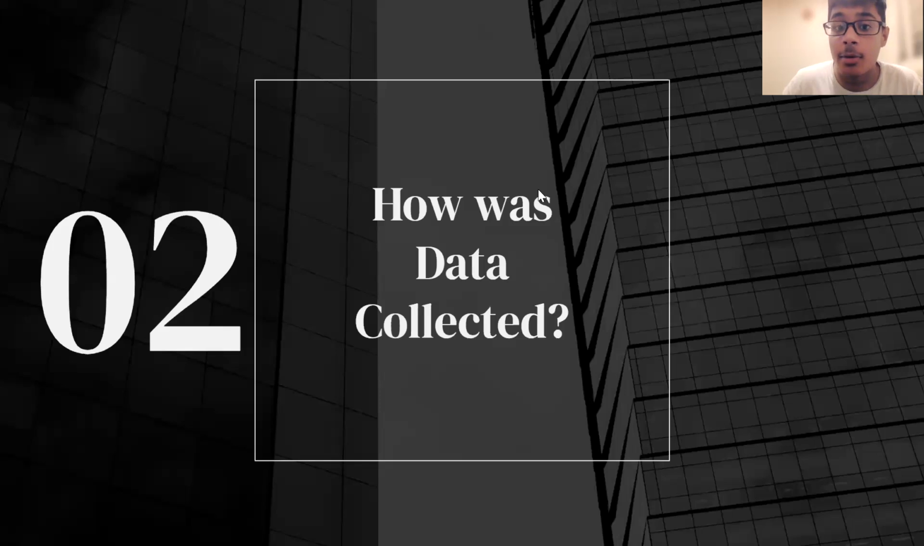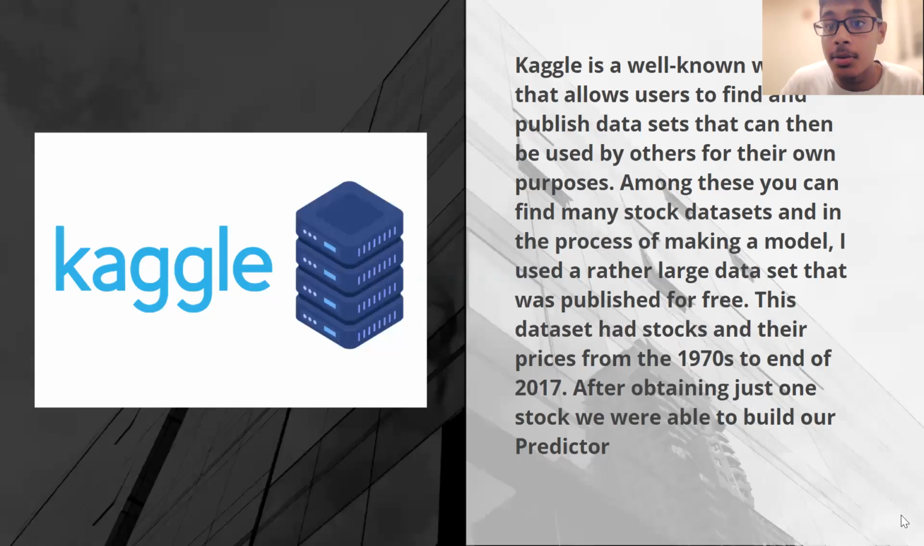So basically, we're going to go over how the data was collected. The data was collected from Kaggle. Kaggle is a well-known website that allows users to find and publish data sets that can then be used by others for their own purposes. Among these, you can find many stock data sets, and for the process of making the model, I used a really large data set that had stocks and prices from the 1970s all the way to 2017. After obtaining just one stock data set, I was able to create a stock predictor.